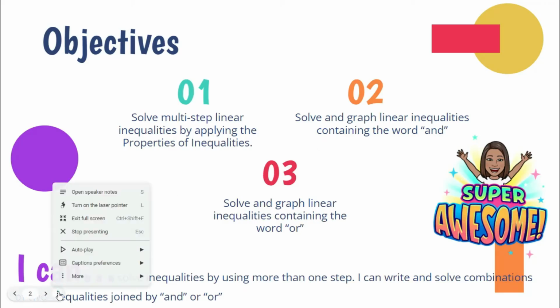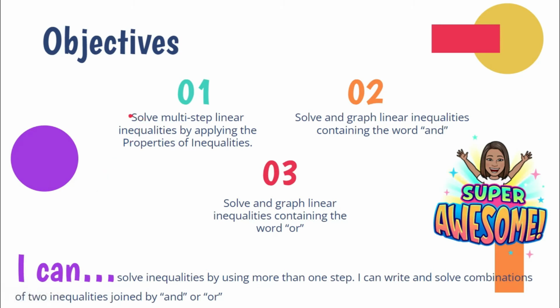Our objectives this lesson are to solve multi-step linear inequalities by applying the properties of inequalities, to solve and graph linear inequalities containing the word and, and to solve and graph linear inequalities containing the word or. Our I can statement is: I can solve inequalities by using more than one step, and I can write and solve combinations of two inequalities joined by the word and or or.